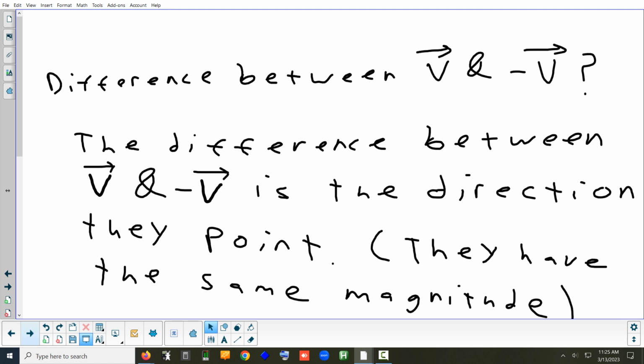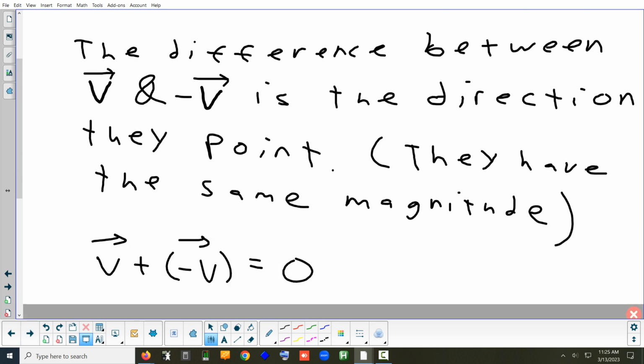So when you put a negative in front of a vector, it doesn't change the magnitude, but it changes the direction. And a negative in math has to do with what operation? Subtraction. So that should give you an idea of how you can subtract two vectors. All it means to subtract a vector is to flip one of them around and then add it. But we'll look at that right now. I think we already saw that earlier.